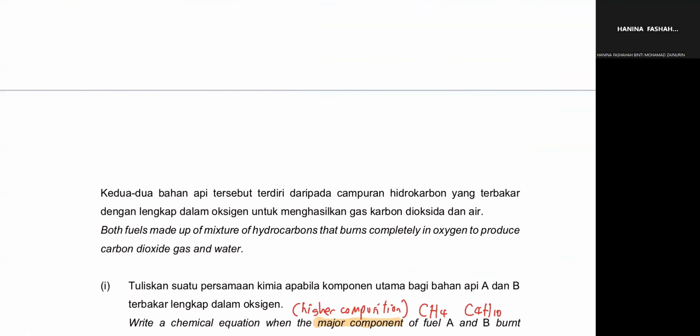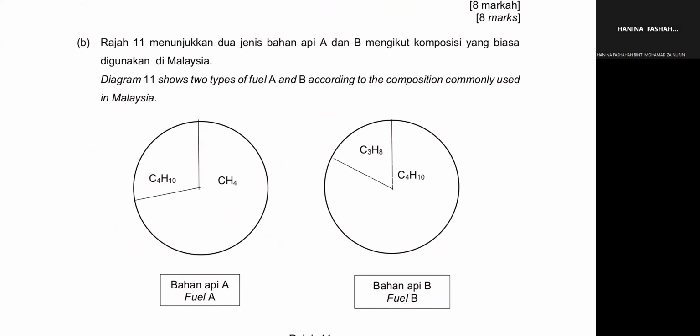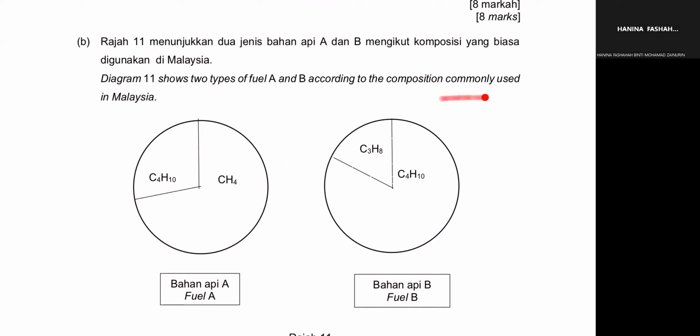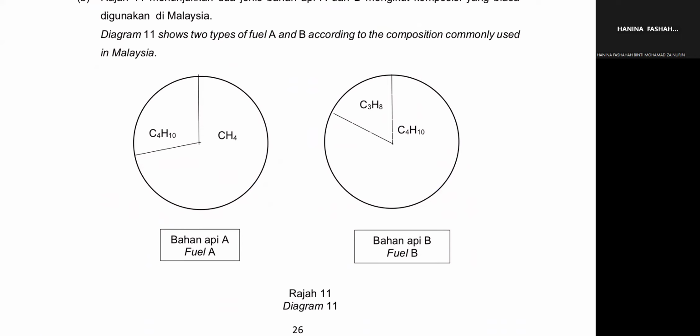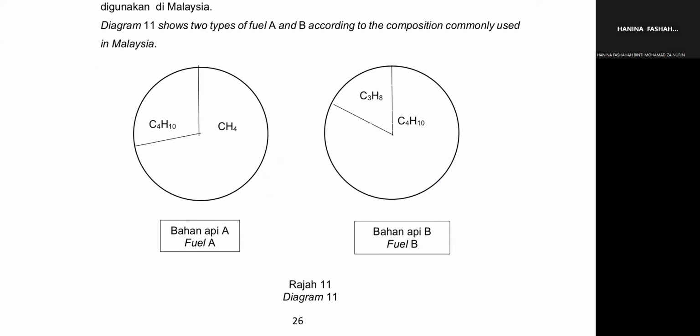Then look at the last part, B1 and B2. Now, equation. B1 here is: Diagram 11 shows two types of fuel, A and B, according to the composition commonly used in Malaysia. So fuel A and B. Now, fuel, remember, normally you have to choose the higher fuel value one, or depends on the fuel factor. CH4, this one C4H10. Which one more? If they ask about major component for the chemical reaction, fuel A is CH4, contains more. Fuel B is C4H10.